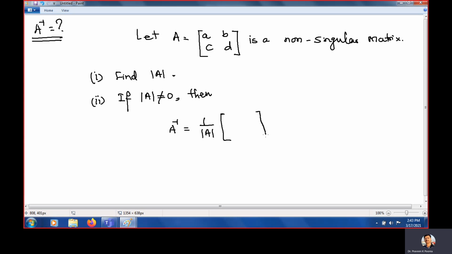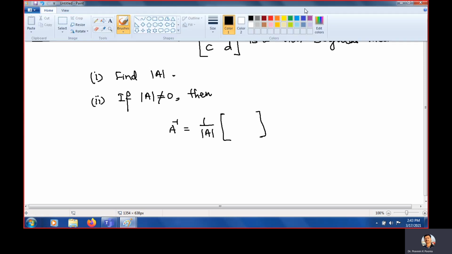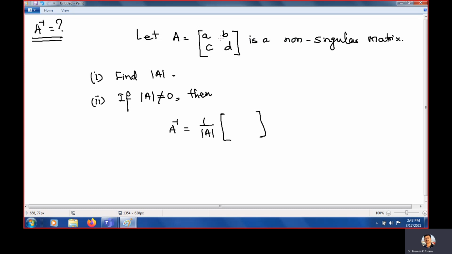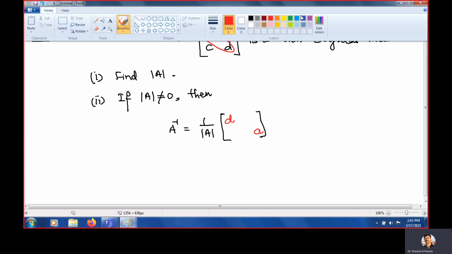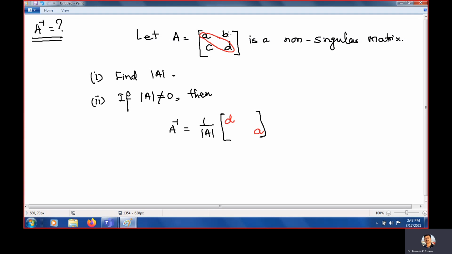And what will it be here? You need to interchange these two numbers: here A and D, you need to shift D here and A there. This is the first condition. You need to interchange A and D. And what is written here? B. So write it as minus B. What is written here? C. Write it as minus C. That's all. This is how to get the inverse of a 2 by 2 matrix. This is the method.